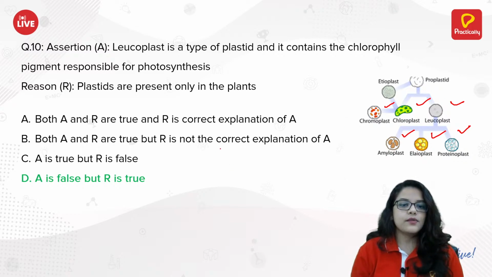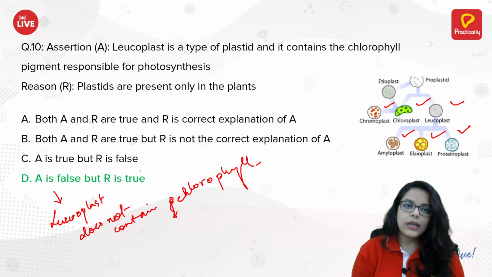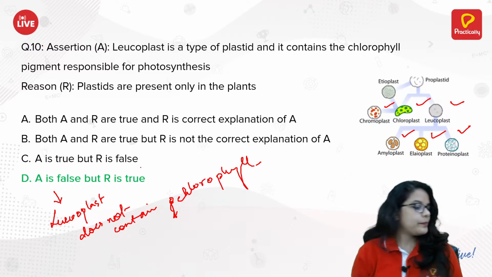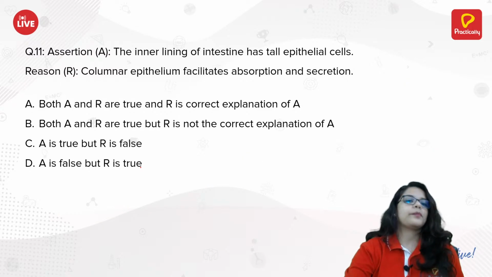So A is false. Why? Because leucoplast does not contain chlorophyll. Okay, R is true because plastids are only present in plants. Okay, so that's it. Now, next.